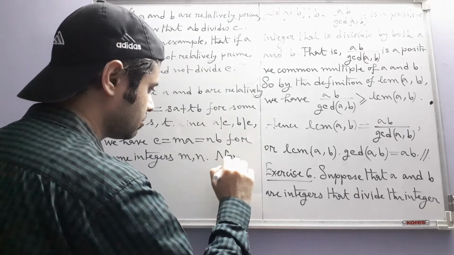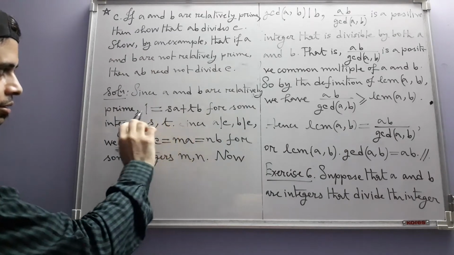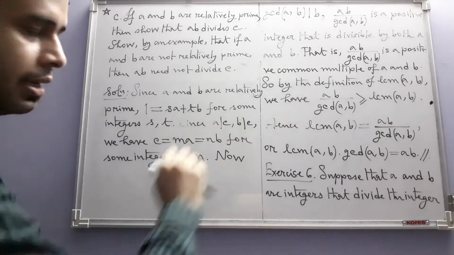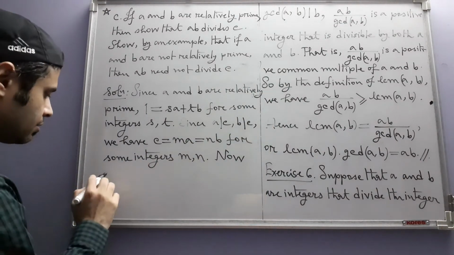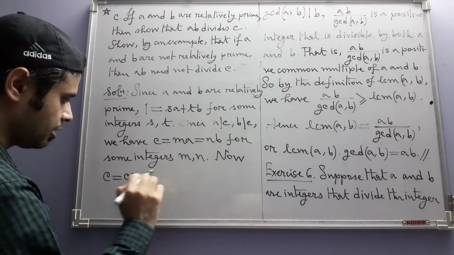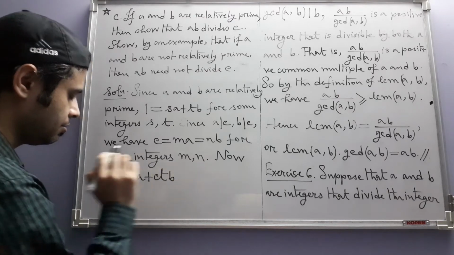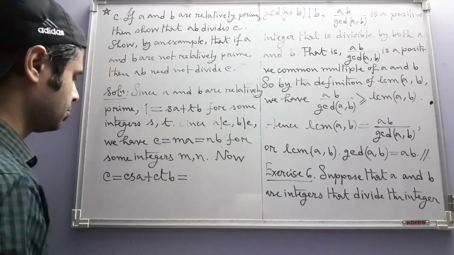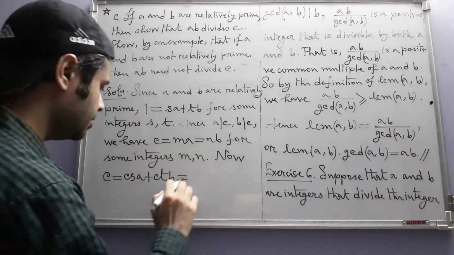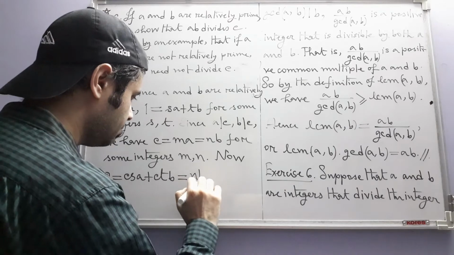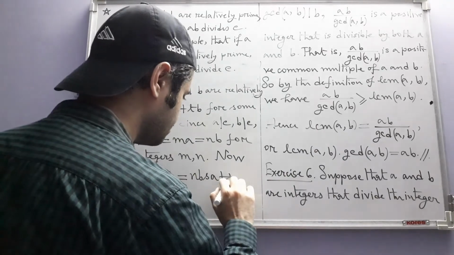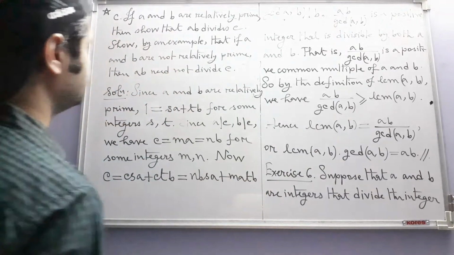Now you multiply this equation on both sides by C, just like how we multiplied that equation by LCM, a similar thing. Now C is equal to CSA plus CTB. In the first term, we will replace C by NB, NBSA. In the second term, we will replace C by MA, MATB.